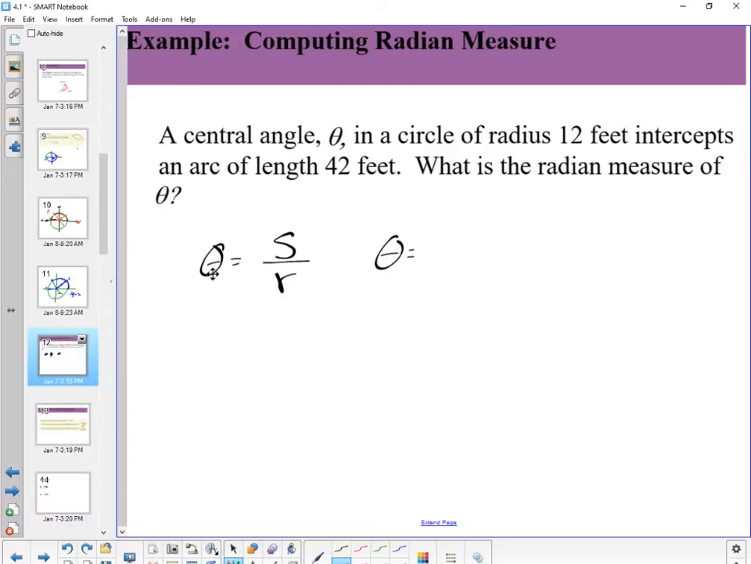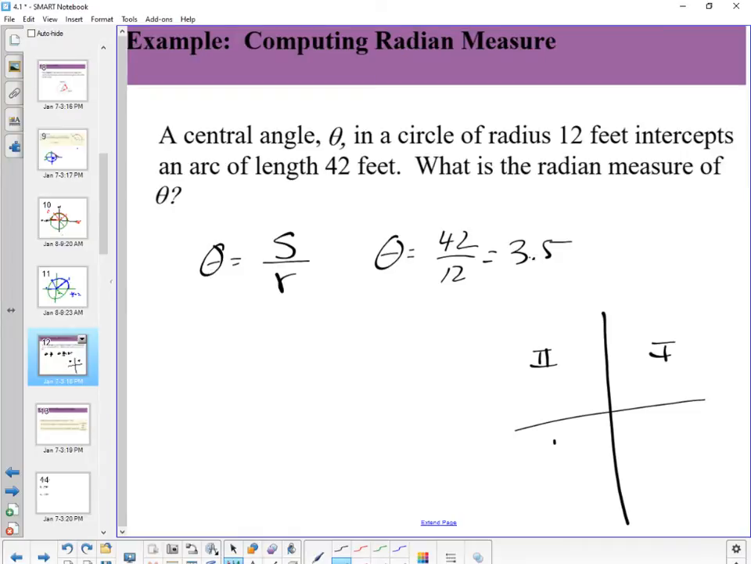What's my arc length? What's my radius? Okay, I want you to turn to your neighbor and figure out, do you guys remember quadrants? What quadrant is this? This is 1. This is 2. This is 3. And this is 4.